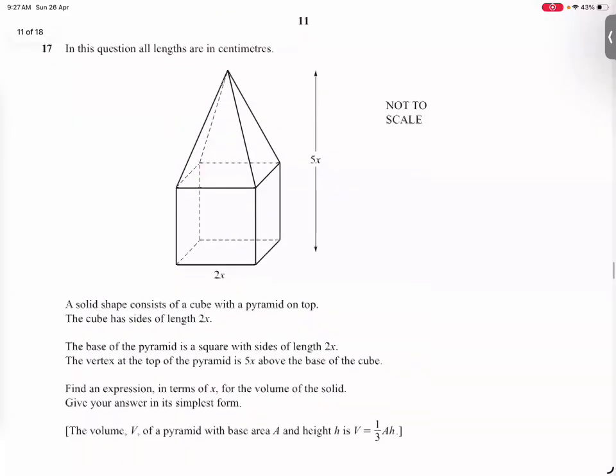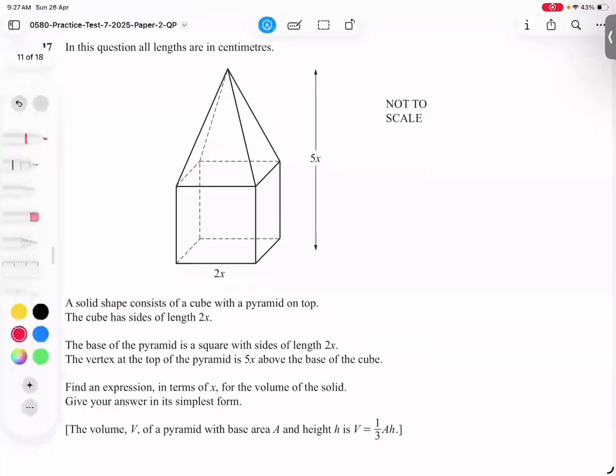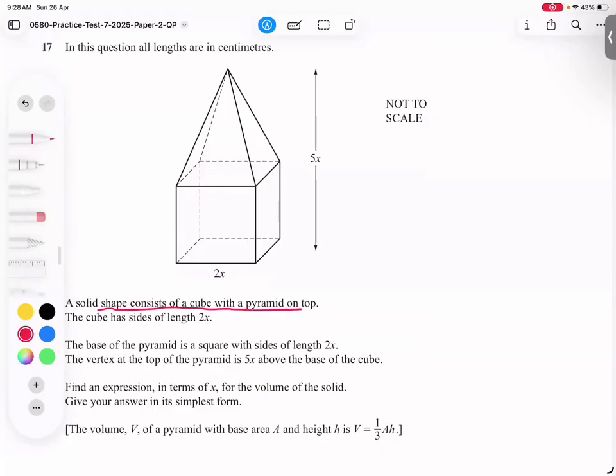Question number 17, students. We have been given a solid shape, and it contains a pyramid on top and a cube. This sentence is very important: cube of 2x and 2x. It means 2x, 2x, and 2x. So look, I'm writing this 2x.